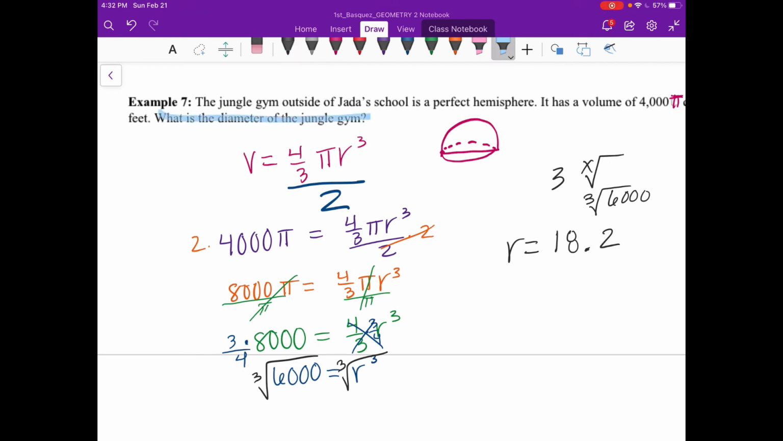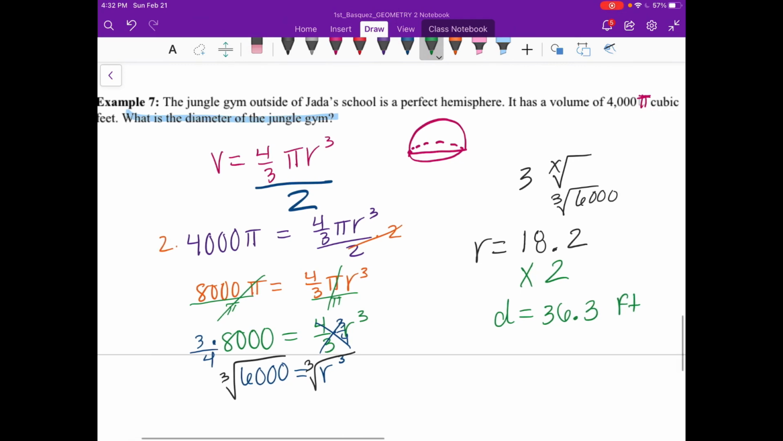Now, our question is asking me for the diameter, and we know the diameter is twice the radius. So my last step is going to be to multiply that 18.2 by 2. So the diameter is 36.3. This is in feet this time. And don't have to cube or square anything because it's one-dimensional for the diameter. That's my answer. So this one was a few extra steps, and realizing that I had to divide the volume by 2 in my formula because the volume is really only for the hemisphere. So I have to divide my formula by 2 to begin with. And that's the end of these notes.